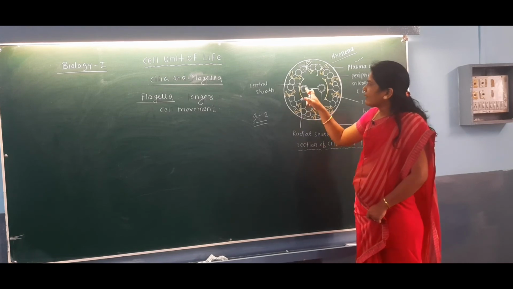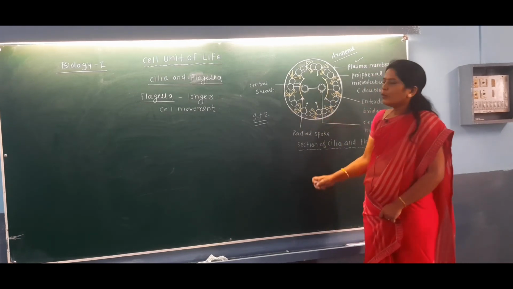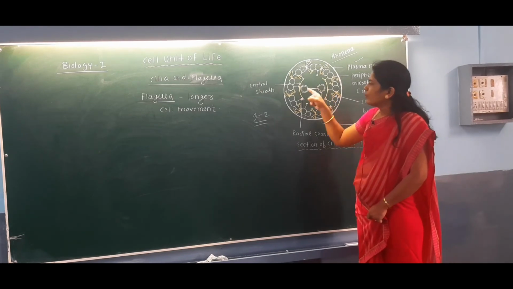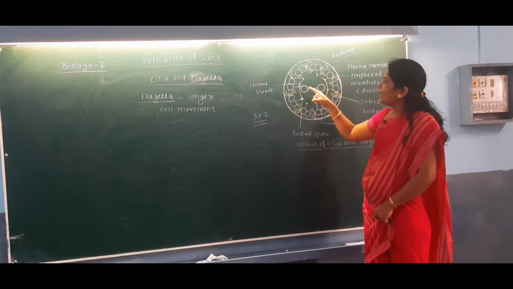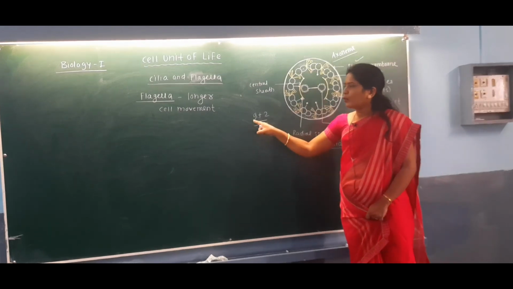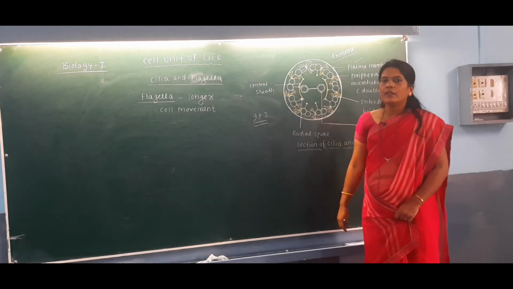Okay, while at the center there are 2 microtubules which are also in a pair. So here it is given as a 2. So 9 in the form of doublets, and centrally there are 2 microtubules. So the 9+2 arrangement is there in the section of the cilia and the flagella.